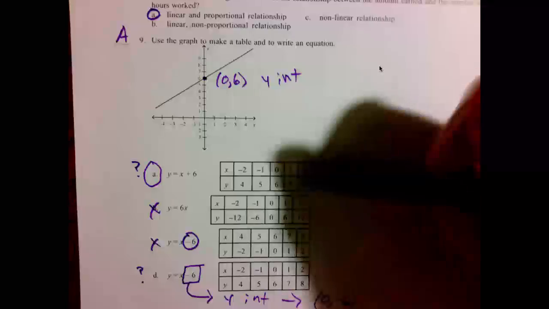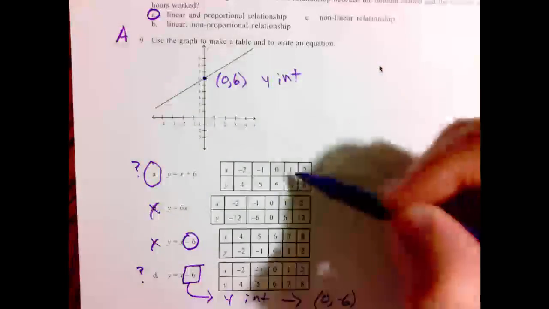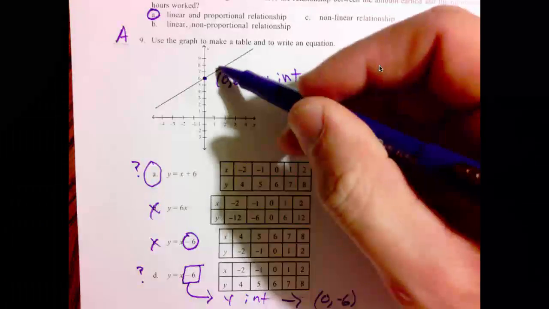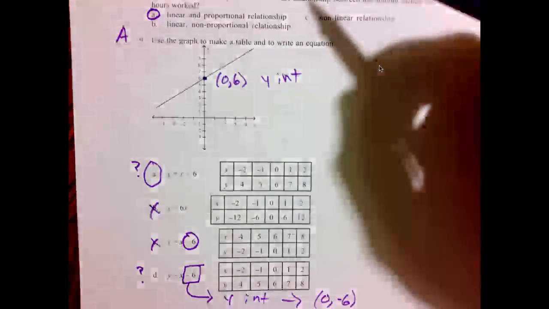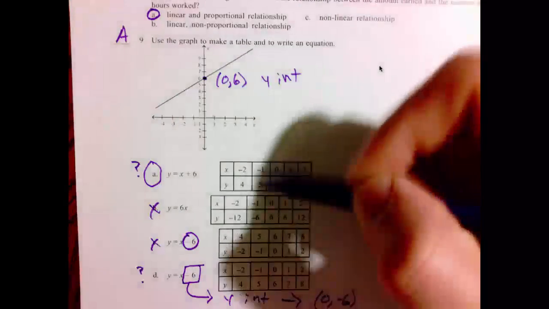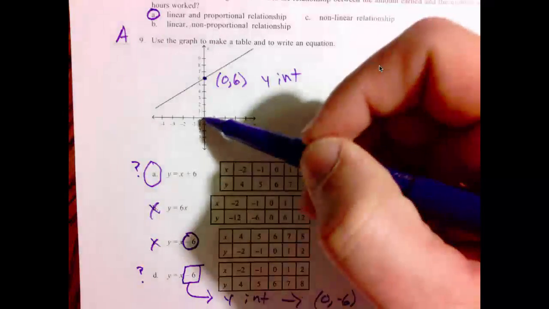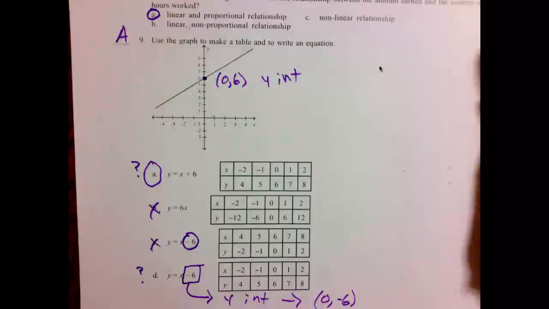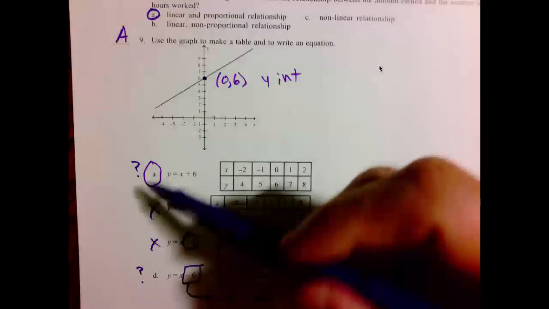Let's see these points and see if they are on this table. 1 pairs with 7. 1, 7. Sure looks like it. 2 pairs with 8. 2 with 8. That looks pretty reasonable there too. Negative 1 pairs with 5. Negative 1, 5. That looks pretty good. So, indeed, 9 is A.